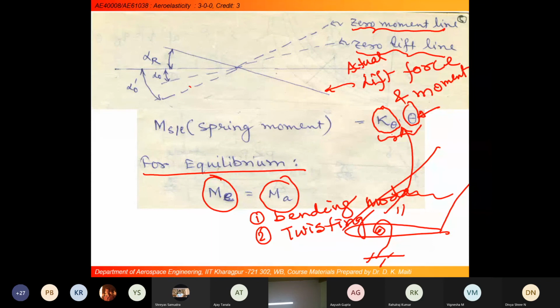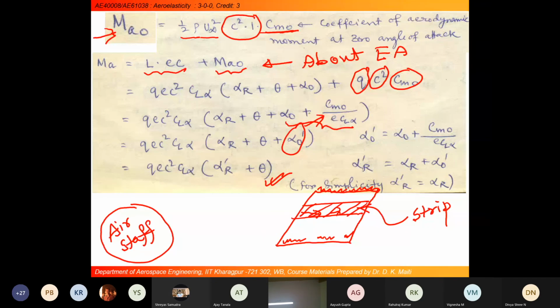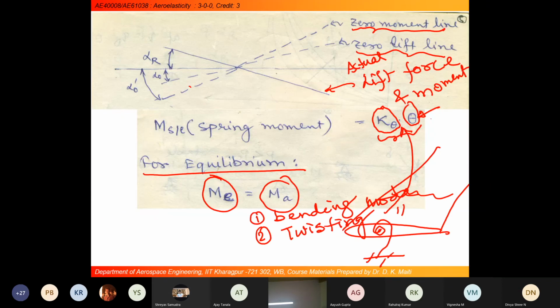Is it clear why I am taking only k theta into theta? Because the actual angle of attack is different. If you look here, the actual angle of attack is alpha r prime plus theta. But that is for the aerodynamic moment calculation. When I come to the restoring spring moment, I am considering k theta into theta. K theta is the stiffness of the torsional spring, theta is the elastic deformation.